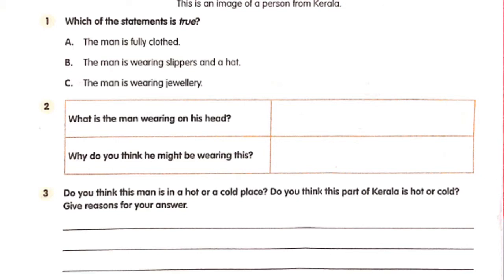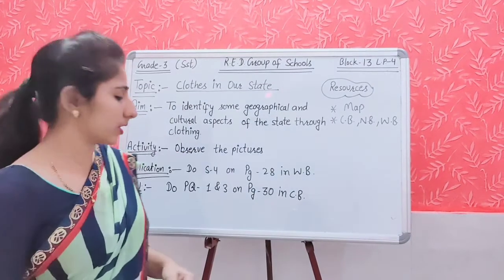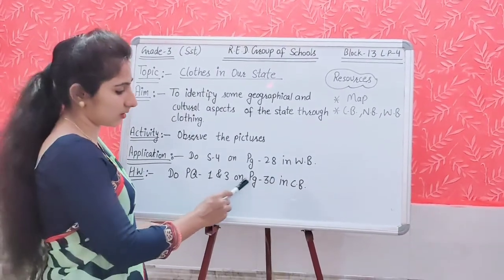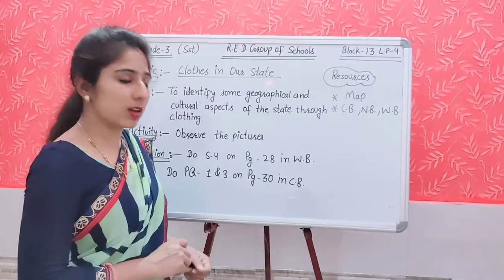Yes, students, through the clothing habit, you can easily guess which kind of climate is here, which kind of weather is here, and you can give reason for your answer also. Now it's time for the homework part, students. What is your today's homework? You will do practice questions number 1 and 3, that is given on page number 30 in your content book.